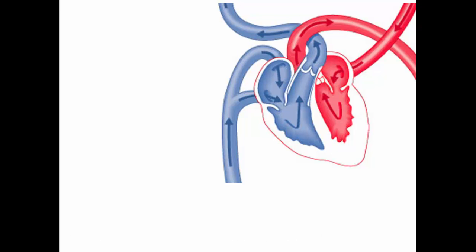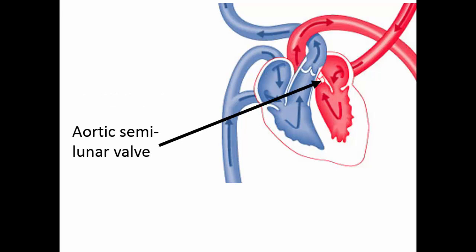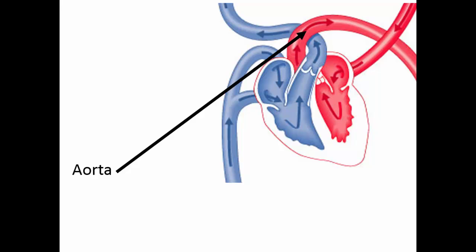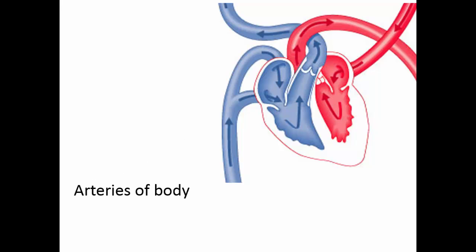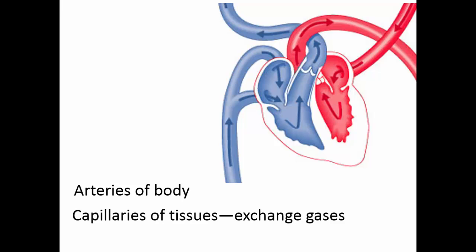Blood will then return to the heart through the pulmonary veins. There are actually 4 of these that empty into the left atrium. Blood will flow through the left atrium and through the bicuspid valve into the left ventricle. When the left ventricle contracts, the aortic semilunar valve will be forced open and blood will be forced into the aorta. The aorta branches into all of the arteries of the body, taking blood to all of the organs and to the capillaries of the tissues.